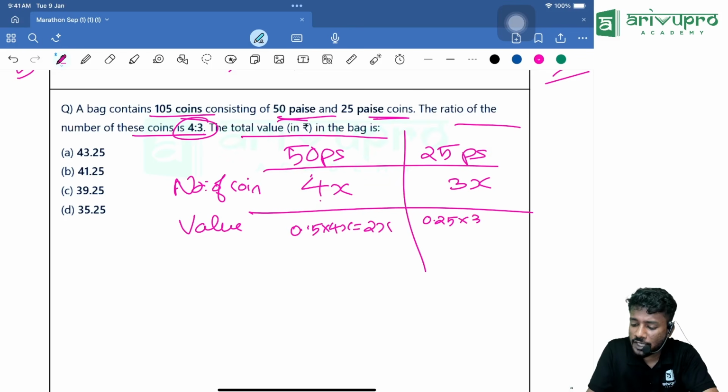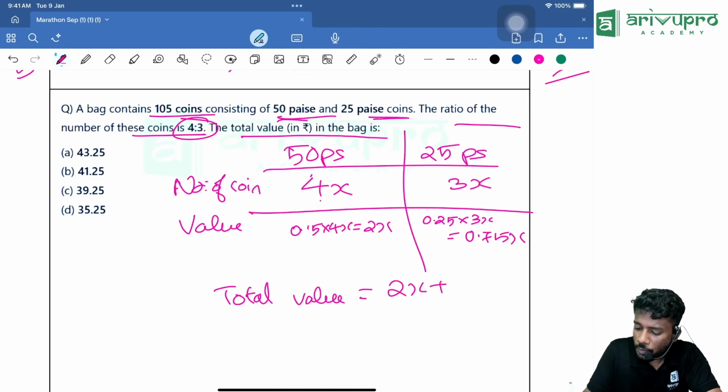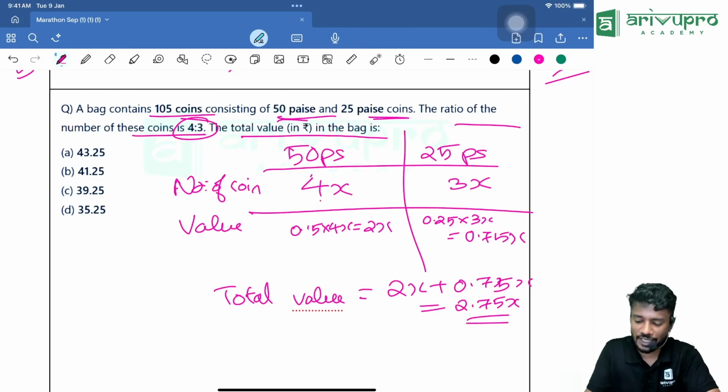Then 0.25 into 3x is how much? 0.75x. Now you tell me total value is how much? Total value is 2x plus 0.75x. That is how much? 2.75x. We need to find this 2.75x as per the question, the total value inside the bag.